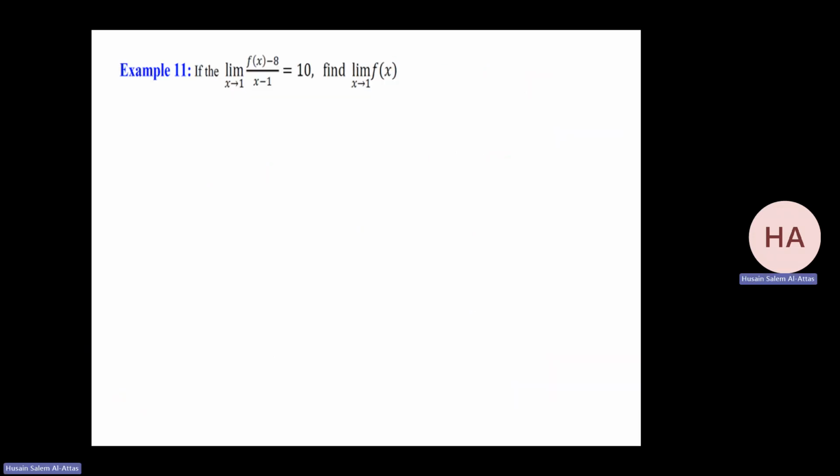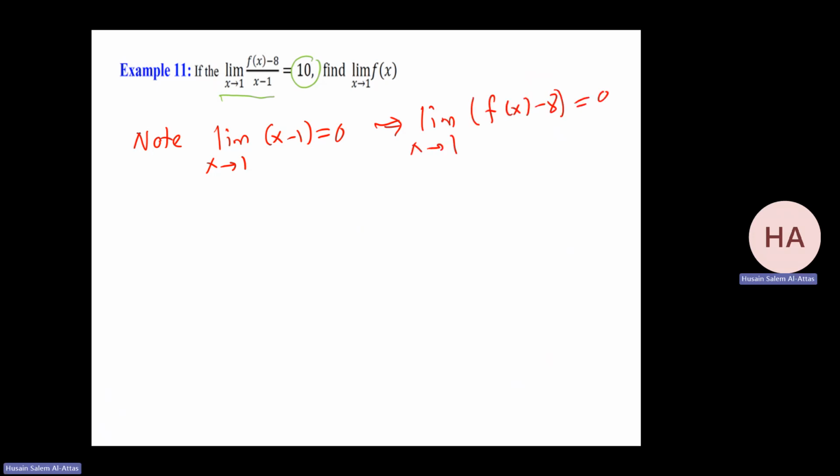The same idea. Now he put f of x. He told me this limit equals 10. So it means this limit exists. Note, let me change to this color. Note, the limit of the denominator, easy to do, is 0. For sure, the limit of the numerator must be 0, as we said before. Now we need to find this limit, assuming it exists.